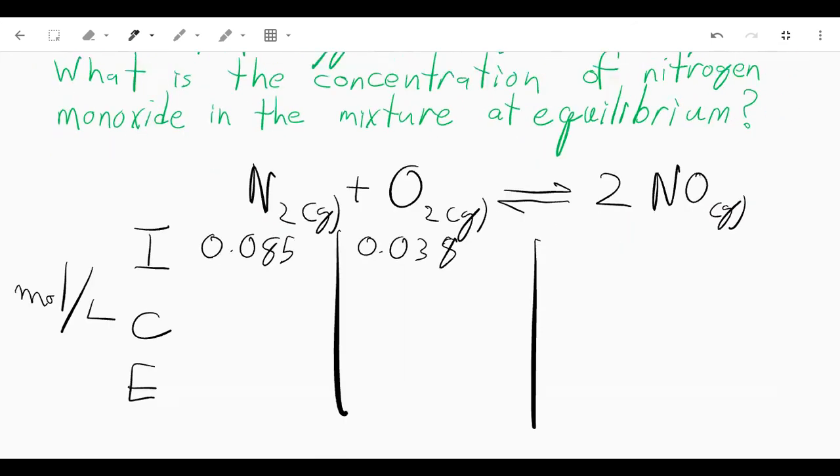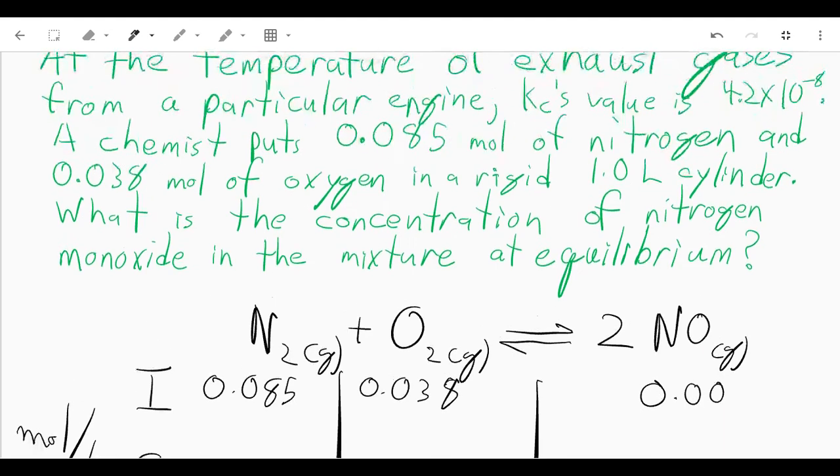We're also going to start with the nitrogen monoxide at 0. Nothing is said about it. That means that it starts at none. The only things put in the container were the chemicals that are explicitly listed here and here.